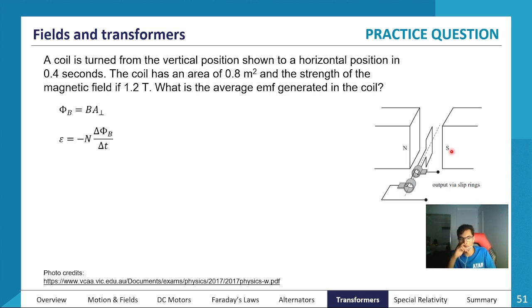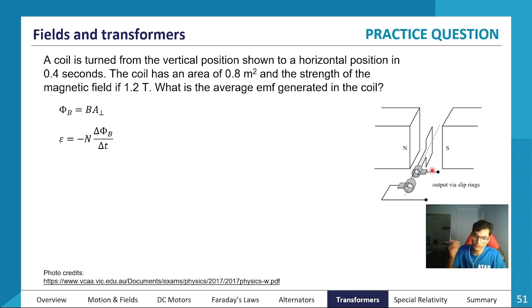In the previous example, in the motor, we had a battery hooked up to the coil. The battery was inducing a current, and the current was causing the coil to spin around the magnet. In this scenario, we have, let's say, a windmill spinning this coil around a magnet. That induces EMF, which in turn creates electricity. Then we can find how much electricity is being generated.